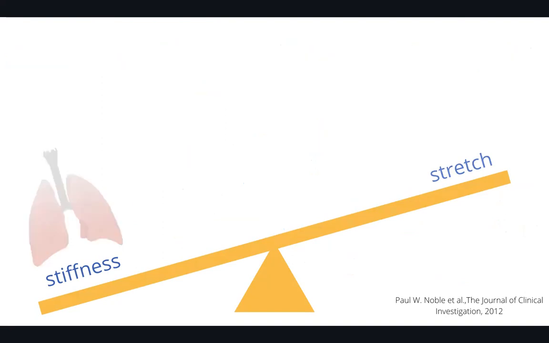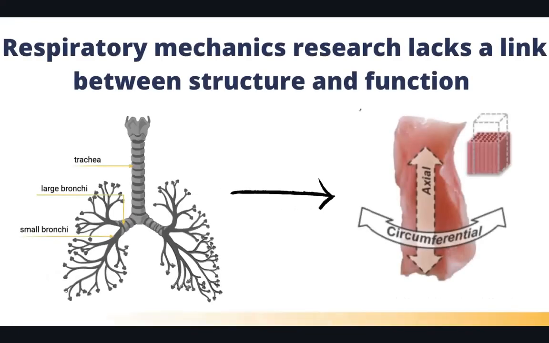However, current respiratory mechanics lack a link between structure and function. Our lab conducts biaxial testing, where you place a tissue into a machine that stretches it either axially or circumferentially, so we can draw conclusions about how these tissues withstand stress and strain. Our particular regions of interest for my project are the trachea, which is the upper region of your airways, the large bronchi, as shown here, and the small bronchi.